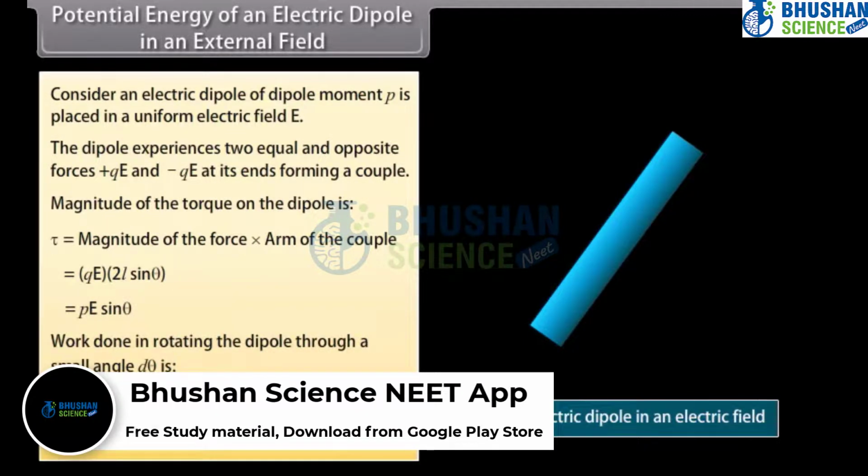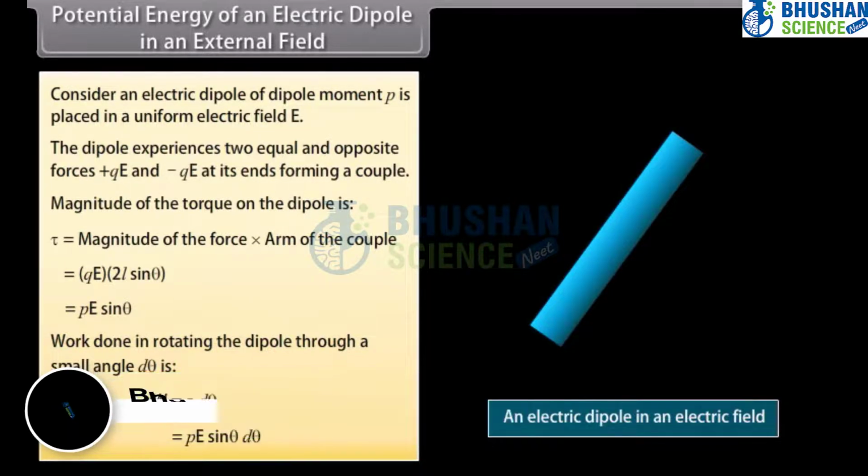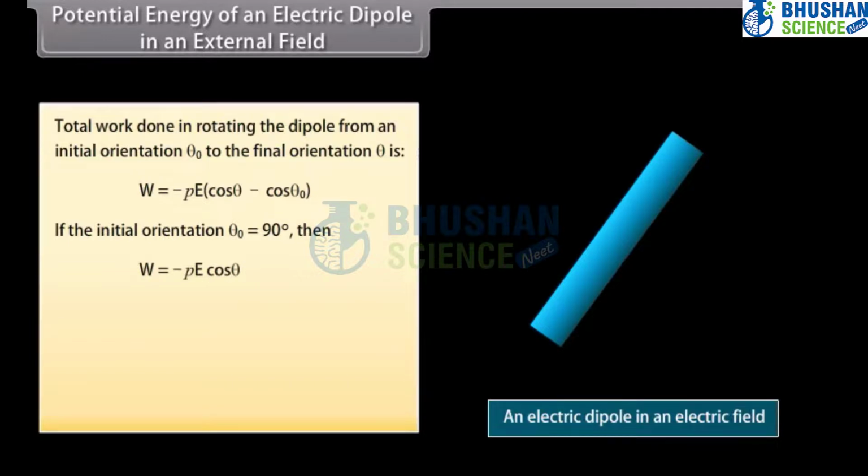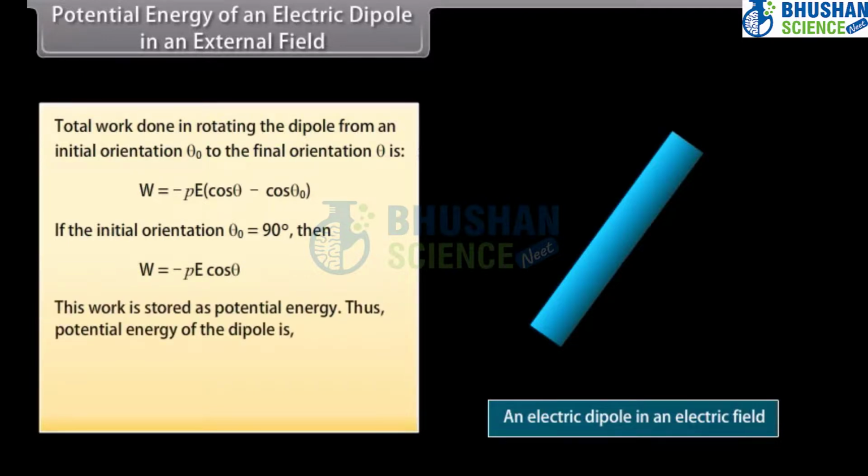Work done in rotating the dipole through a small angle d theta is equal to tau d theta, which is equal to PE sine theta d theta. Total work done in rotating the dipole from an initial orientation theta naught to the final orientation theta is W equals minus PE times cos theta minus cos theta naught. If the initial orientation theta naught is equal to 90 degrees, then W is equal to minus PE cos theta. This work is stored as potential energy. Thus, the potential energy of the dipole is U equals minus PE cos theta, which can be written as minus P dot E.